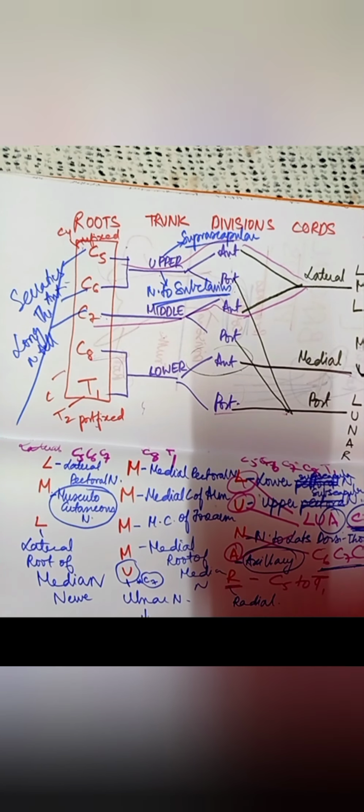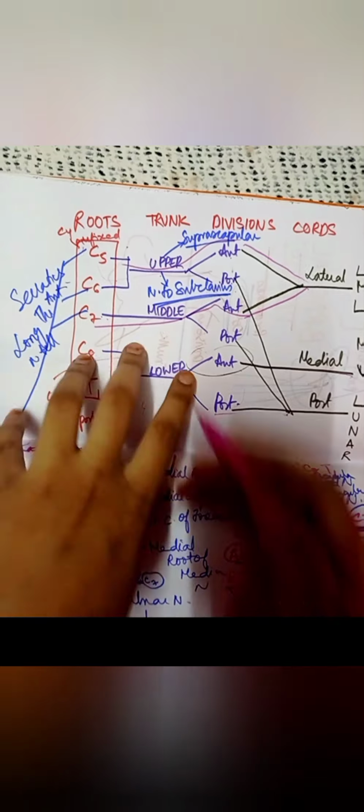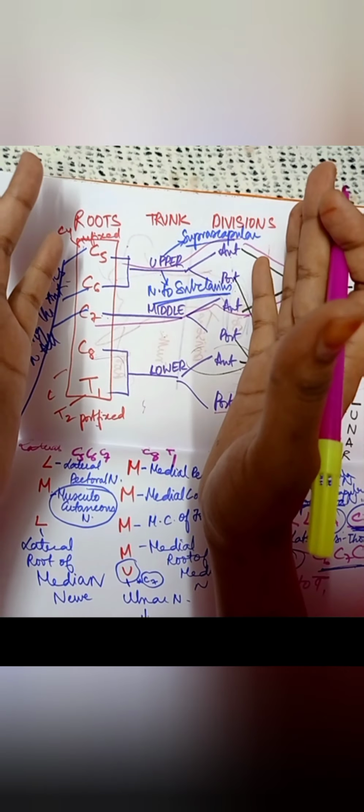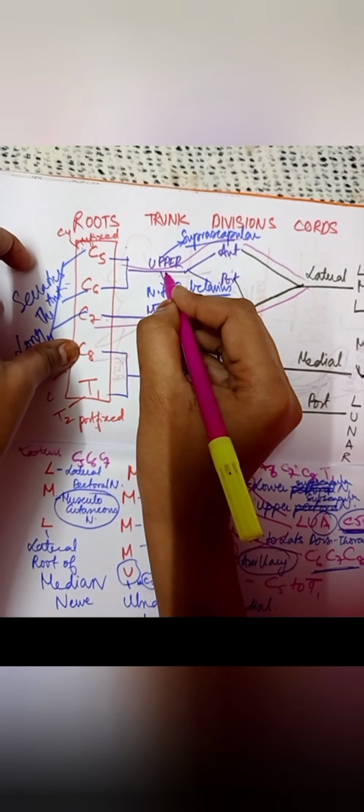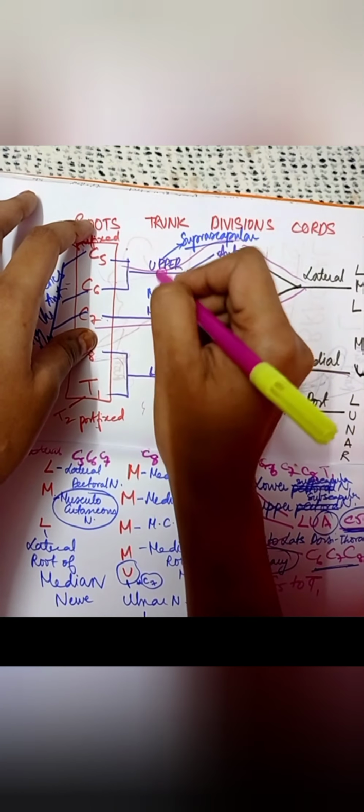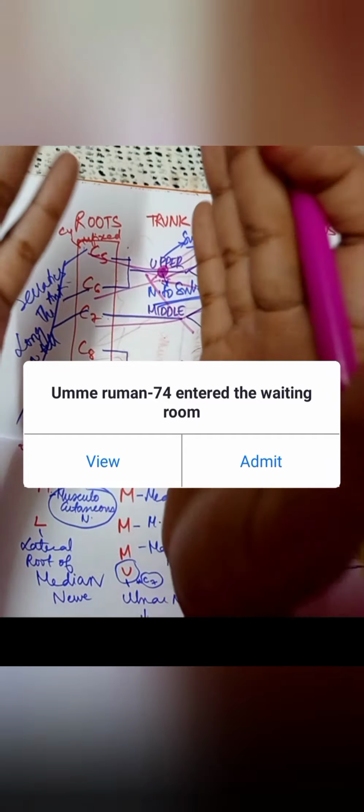Any doubts? Anything to be repeated? Tell me now. One more point I'll add, then I will take the doubts. This is your ups point, the main point. C5, C6 coming here, anterior and posterior division going from here, suprascapular, nerve to subclavius going from there. This is your ups point.